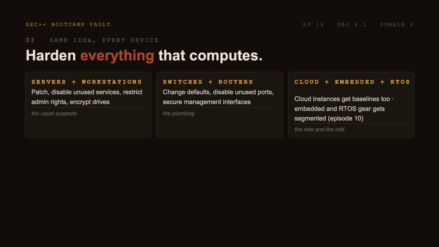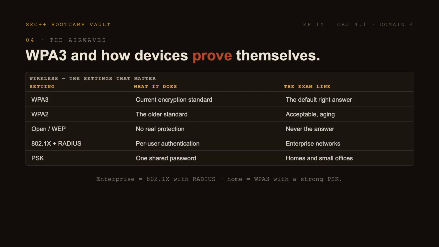Switches and routers, the plumbing. Change default credentials, disable unused ports, and lock down the management interface so only admins from the management network can even reach the login. Cloud instances get baselines exactly like physical servers, and embedded gear and RTOS devices, which cannot be hardened much, get segmented instead, straight from episode 10. Every device that computes gets hardened or gets fenced. The airwaves.